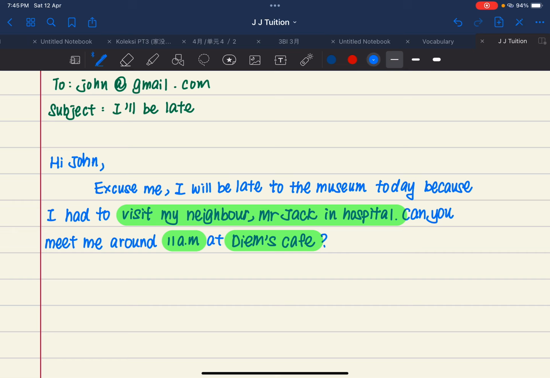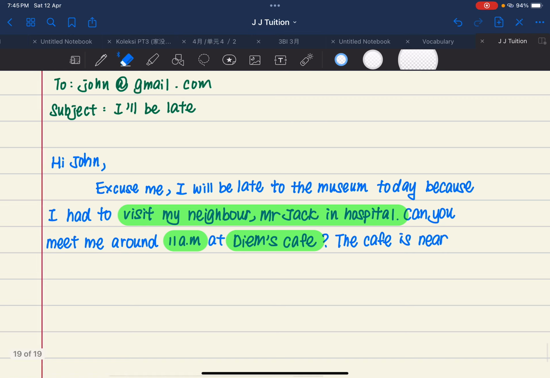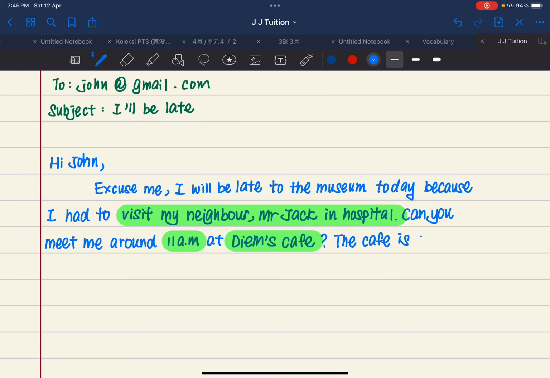Next, you can elaborate more, because we need to write about 30 to 50 words. So elaborate more on the cafe. Where is the cafe? For example, you can write down near. Near means very close, like a stone's throw away. So we can use a proverb or idiom instead of directly using the word near. Just a stone's throw away, it means near. Just a stone's throw away from your house.